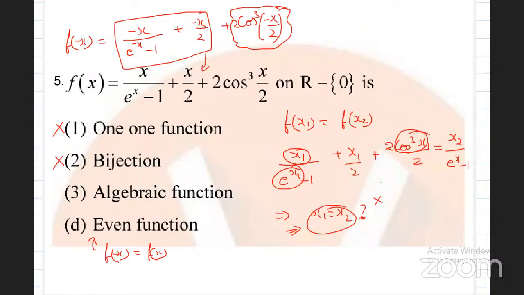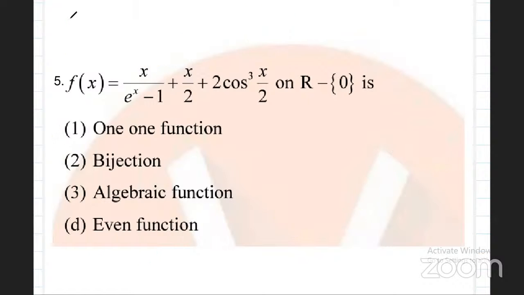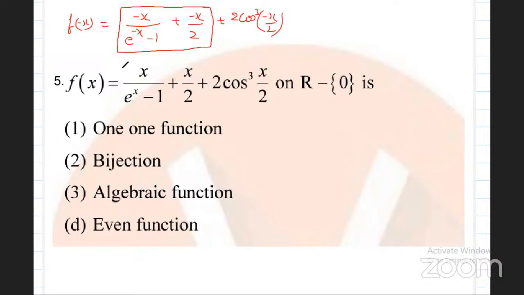Is it an even function? Okay, let me try it. We'll get minus x by e to the power minus x minus 1 plus minus x by 2 plus 2 cos cube minus x by 2. I'm not writing the cos cube because the cos function is an even function, so it will be written as it is. Just focus on this part and match it with this. These two already match, so we don't have to worry.